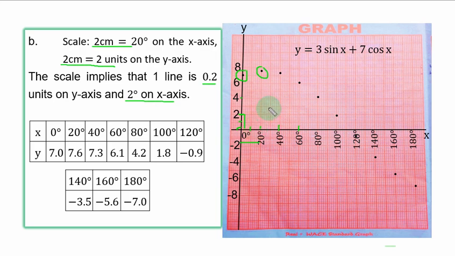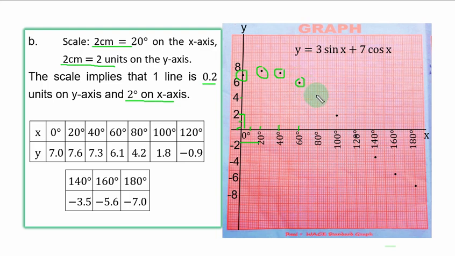When s is 40 degrees, y is 7.3. Now 7.3 is between 7.2 and 7.4, the middle. That is where you place 7.3. When s is 60 degrees, y is 6.1. 6.1 is between 6 and 6.2. When s is 80 degrees, y is 4.2.